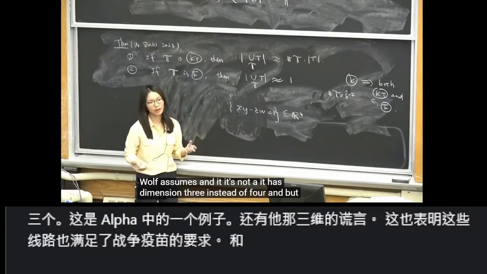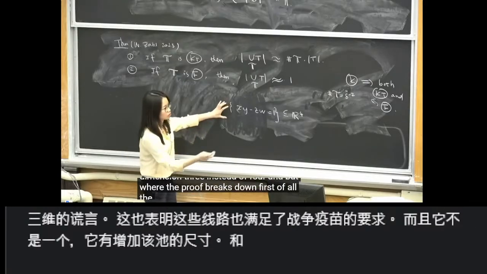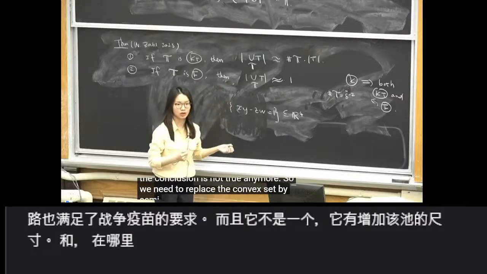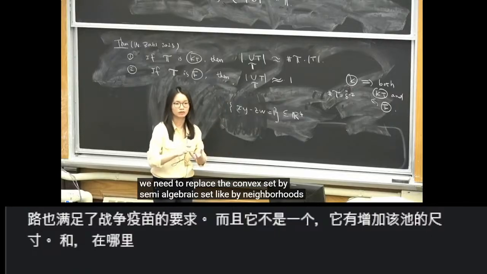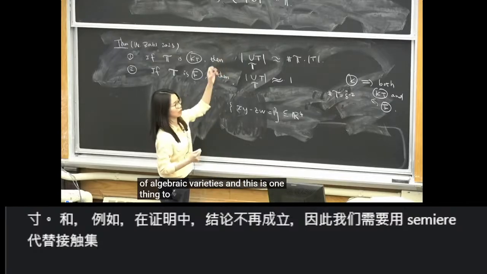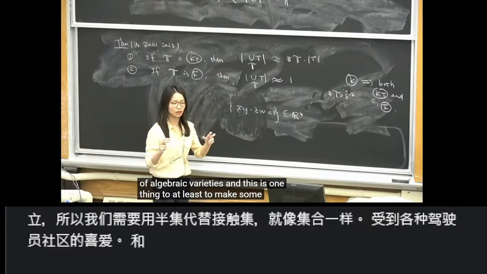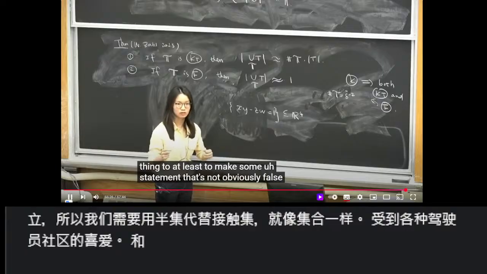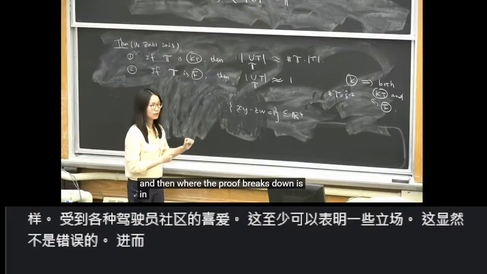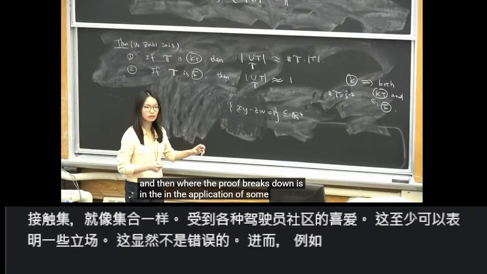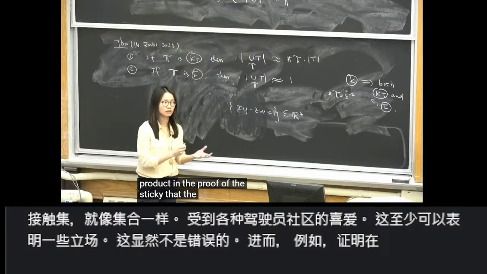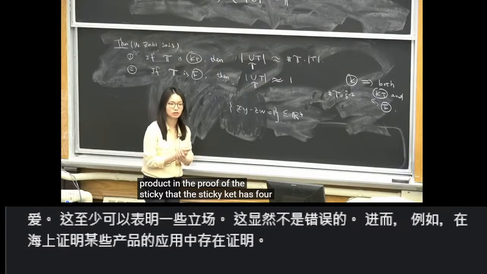But where the proof breaks down: first of all, the conclusion is not true anymore. So we need to replace the convex set by a semi-algebraic set, like neighborhoods of algebraic varieties. This is at least one thing to do to make a statement that's not obviously false. And then the proof breaks down in the application of some product in the proof of the sticky Kakeya set having 4 Hausdorff dimensions.